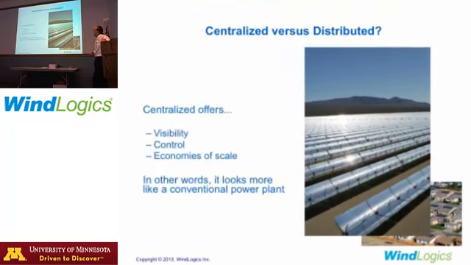Initially I was certainly very much just saying, why would you do distributed solar? Because utility scale solar is always going to be really cheaper to build because you've got the economies of scale. You're building a big project rather than lots of little ones. You've got the visibility because we can afford to put good metering on it. You've got the control if you need it because you can run it just like a power plant or like a large wind plant. It looks like a conventional power plant, right, if we wanted to.